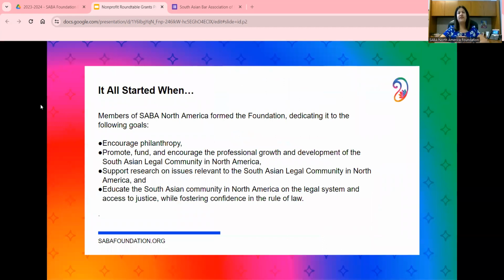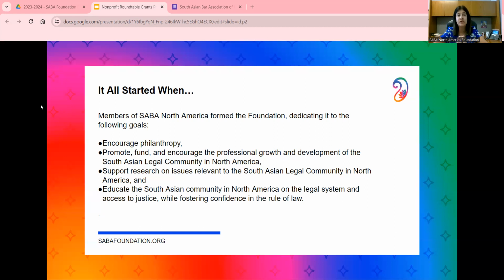So a little bit of history and context. Before there was the SABA Foundation, there was SABA North America, and members of SABA North America, that organization was formed very early in 2000s, recognized the need for the charitable arm and formed the foundation. And this was really to dedicate it to these goals. And I do want to read through this to have everybody understand what the background is and how this can assist when you look into applying for foundation grants.